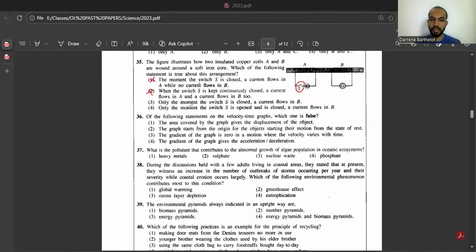Let's read the fourth one as well. Only the moment the switch S is opened and closed, the current flows in B. Yeah, that's the most perfect answer. The third is also correct, but this explains it much better. So answer number 4.